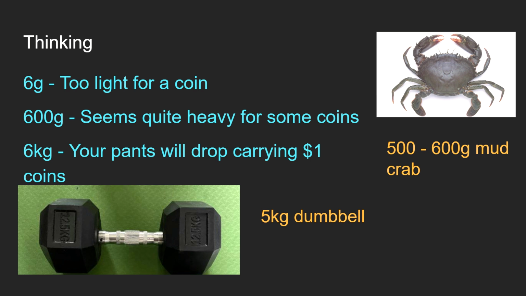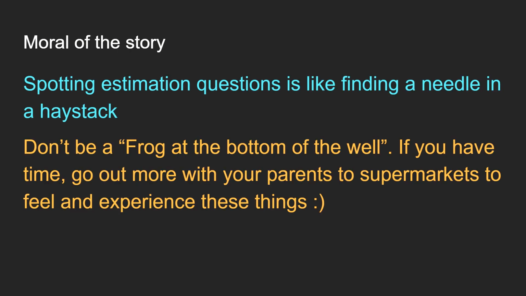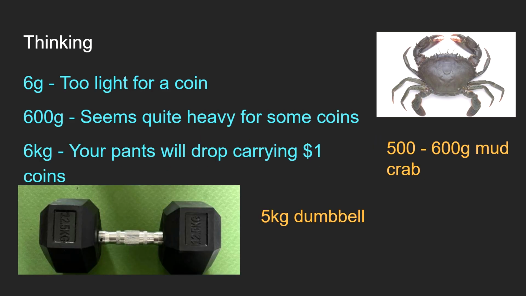So if we think about it, 600 grams is also quite heavy for some coins. For reference, this is a 500 to 600 gram mud crab. So eight $1 coins shouldn't be as heavy as a mud crab, right? So with that, we have our answer, which is 60 grams. This one needs a bit more thinking, but with some common knowledge on the mass of items that we can see in our daily lives, it makes it much easier to solve these types of questions.